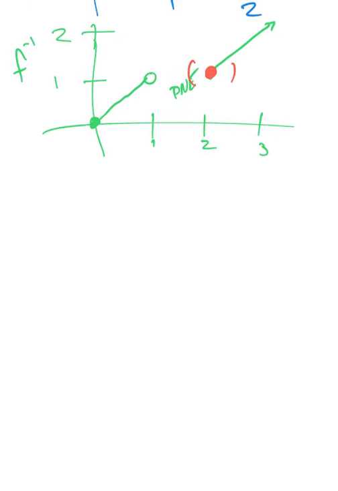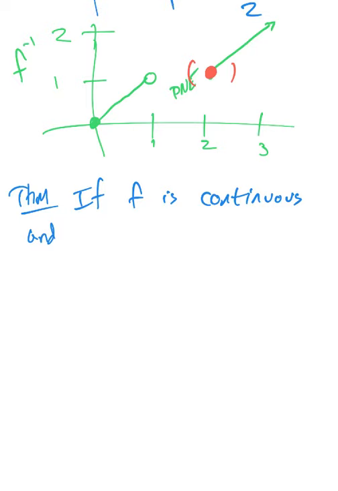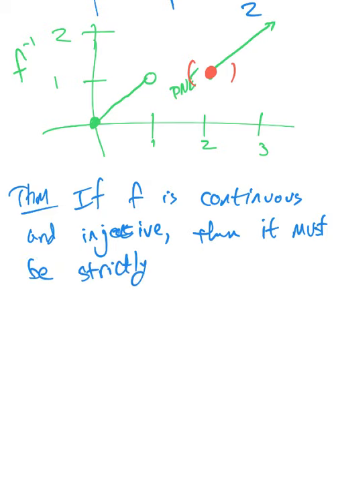Good. Now I have 2 minutes. I did not think that proof was going to take quite that long. I'll state a couple theorems. Here's a theorem. If f is continuous and injective, then it must be strictly increasing or strictly decreasing.